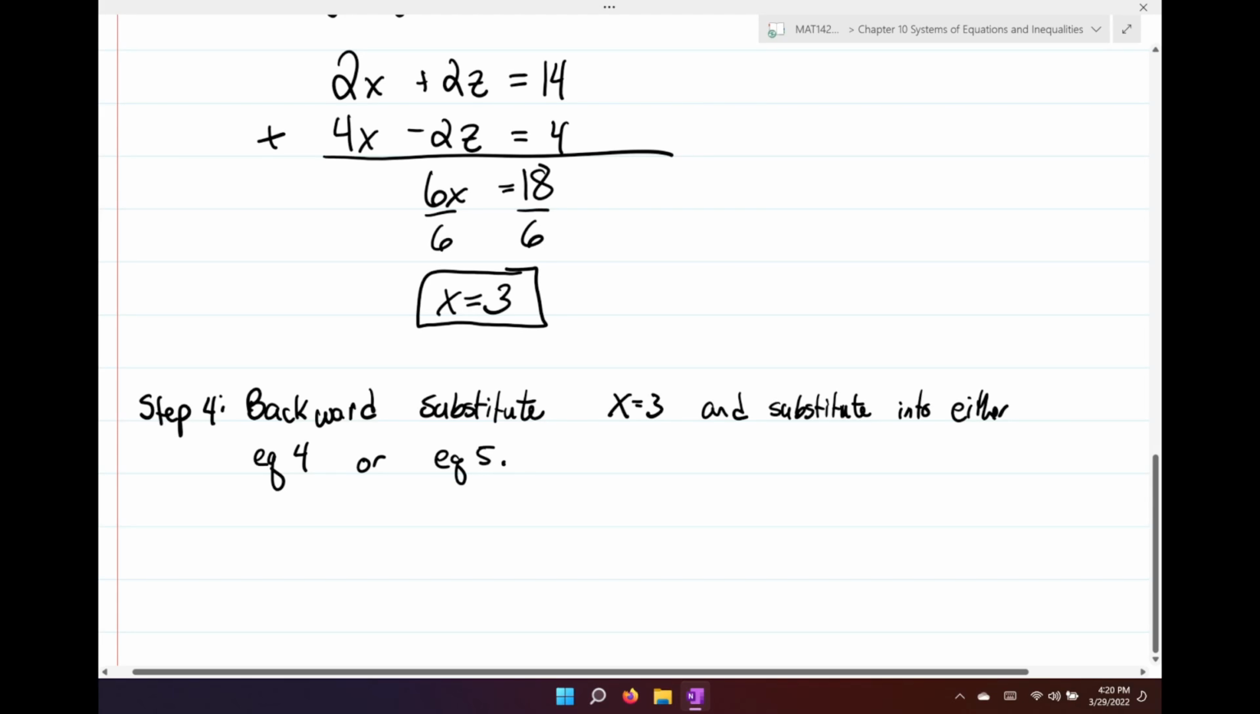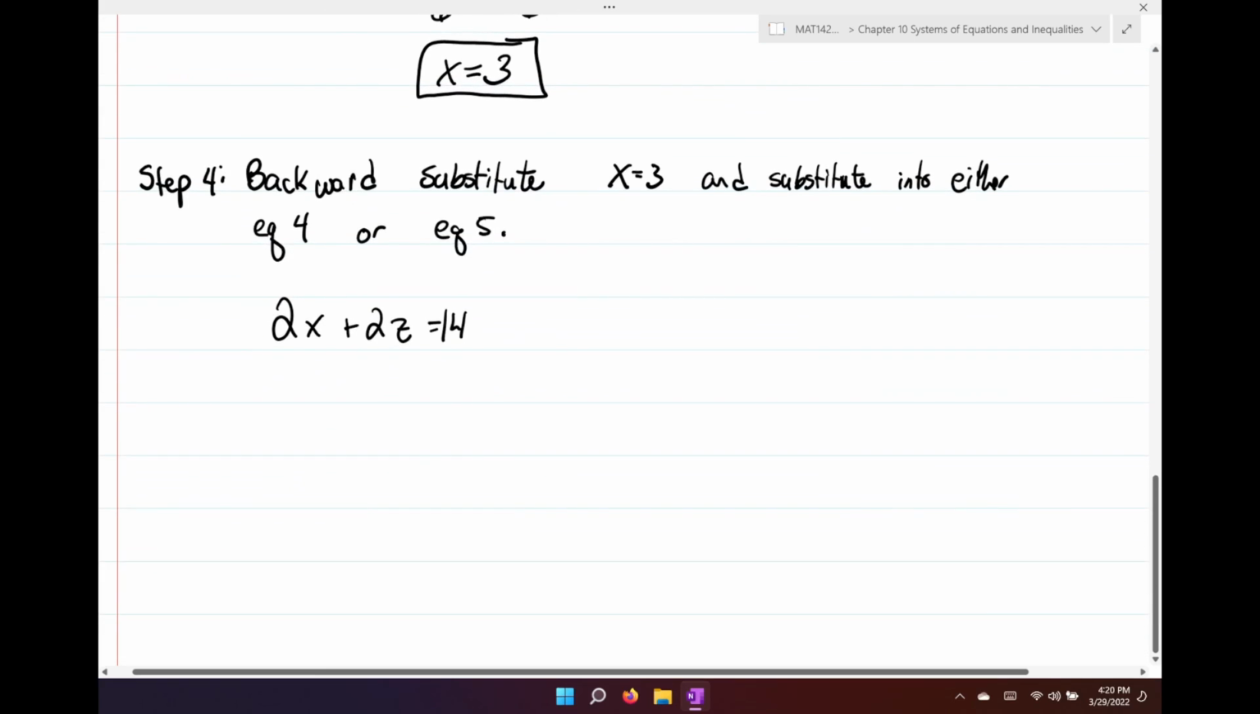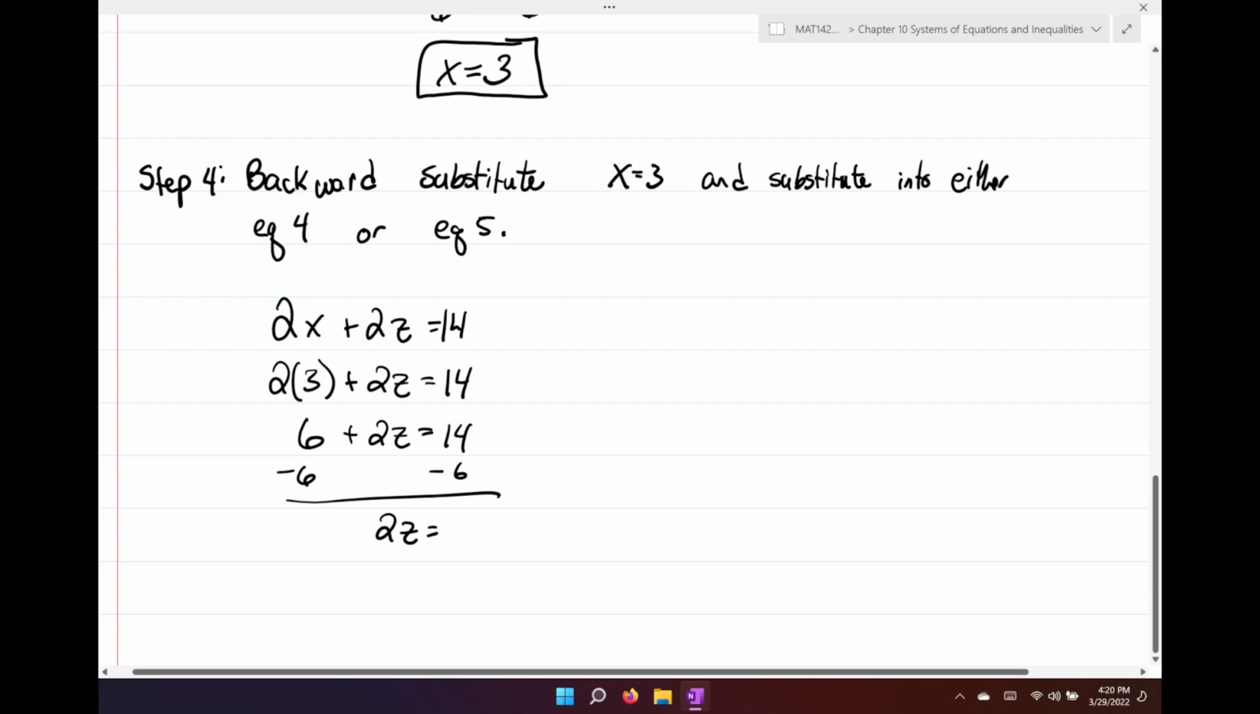So to keep this nice and neat, I'm just going to go with 2x plus 2z equals 14. Since x equals 3, I'm going to substitute that in, and I just go ahead and solve. 2 times 3 is 6, plus 2z equals 14. I will subtract 6 from both sides to give me 2z equals 14 minus 6 is 8. Then divide both sides by 2 to give me z equals 4.